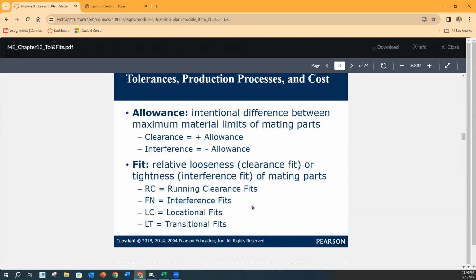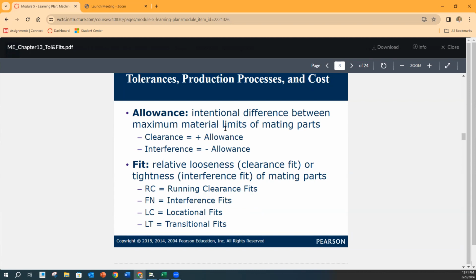Now, the fit can be one of 4 different classes, and the fits can be a clearance fit, or a running clearance fit as we call them, interference fits, locational fits, and transitional fits. Okay, so a clearance fit is when we always have clearance. Okay, there's always going to be a difference.